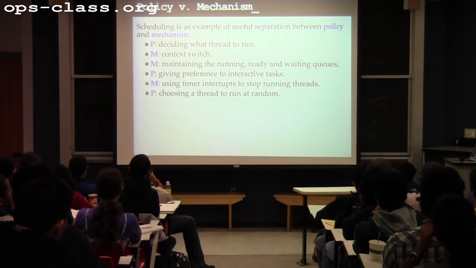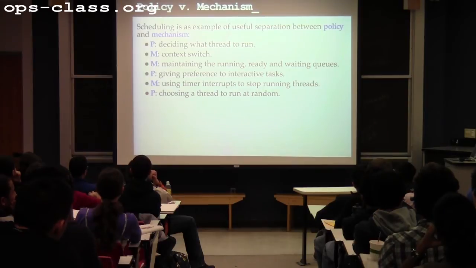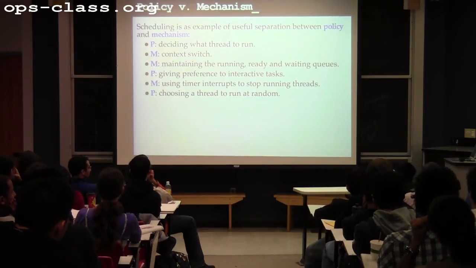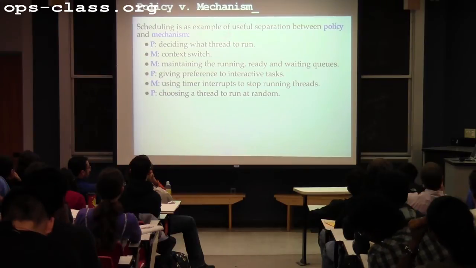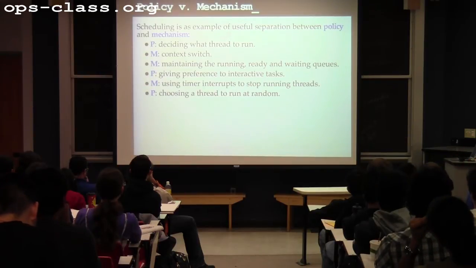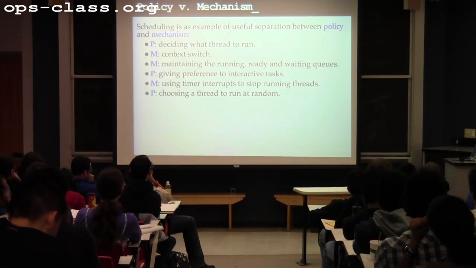I think most people have an intuitive grasp of this difference. Policies make decisions about how things should happen, whereas mechanisms implement those decisions. Deciding to build a house is an example of a policy. A hammer is a mechanism. A hammer doesn't know what it's building, it doesn't care. And the house isn't going to get built without using some of these lower-level mechanisms.